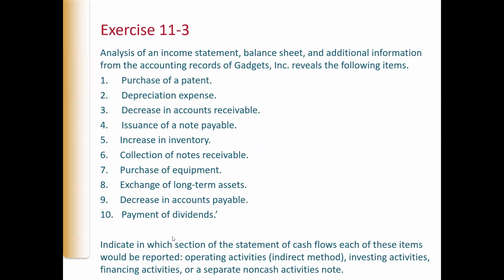Indicate in which section of the statement of cash flows each of these items would be reported. Would it be the operating activities, investing activities, financing activities, or a separate non-cash activities note?